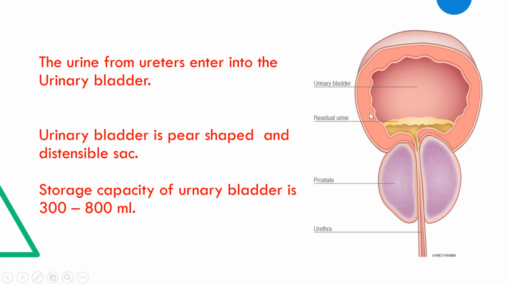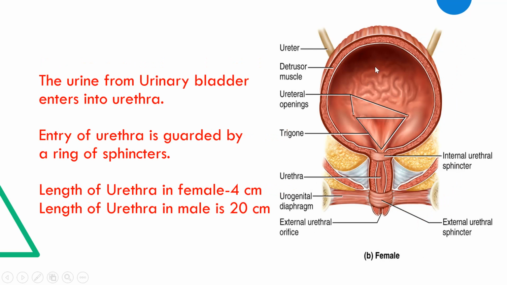Then the urine from the ureter enters into the urinary bladder. So this is the urinary bladder. The shape of the urinary bladder is like a pear and it is a distensible sac. Then the capacity of the urinary bladder is 300 to 800 milliliters. Then the urine from the urinary bladder enters into the next part, the urethra.